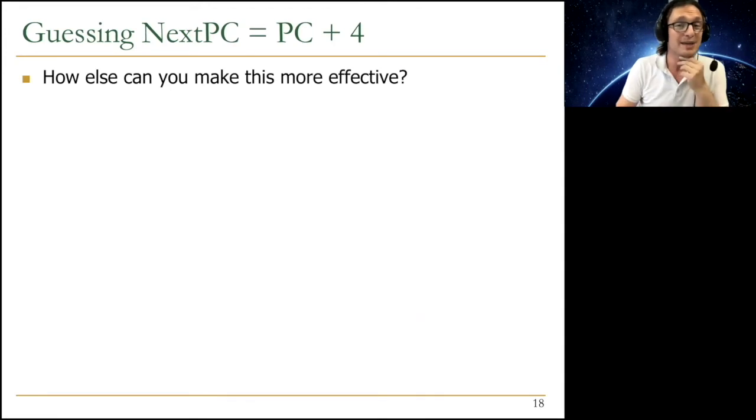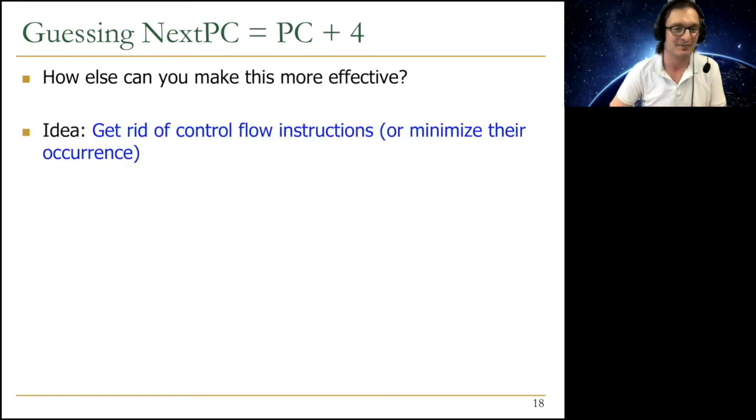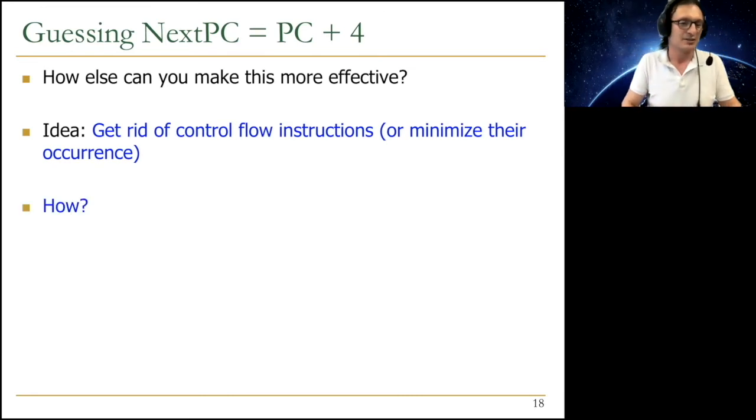Okay, how else can you make next PC equals PC plus 4 more effective? If you're always predicting not taken. Well, in general, actually, how else can you make pipelines more effective? Getting rid of control flow instructions helps. This is not making just the not taken prediction more effective, but making any pipeline more effective. If you can get rid of the control flow instructions or minimize their occurrence, that's great. So how do you do that?